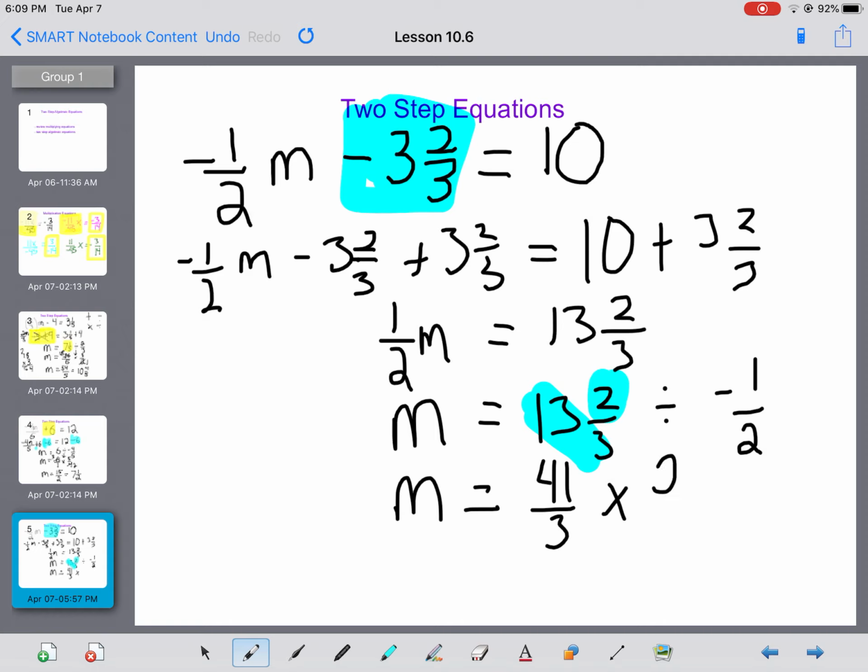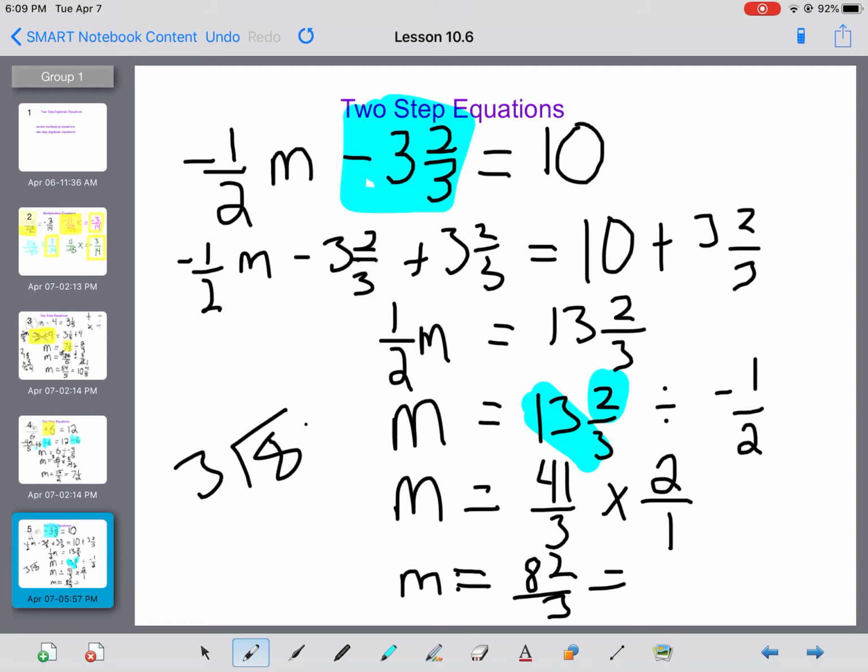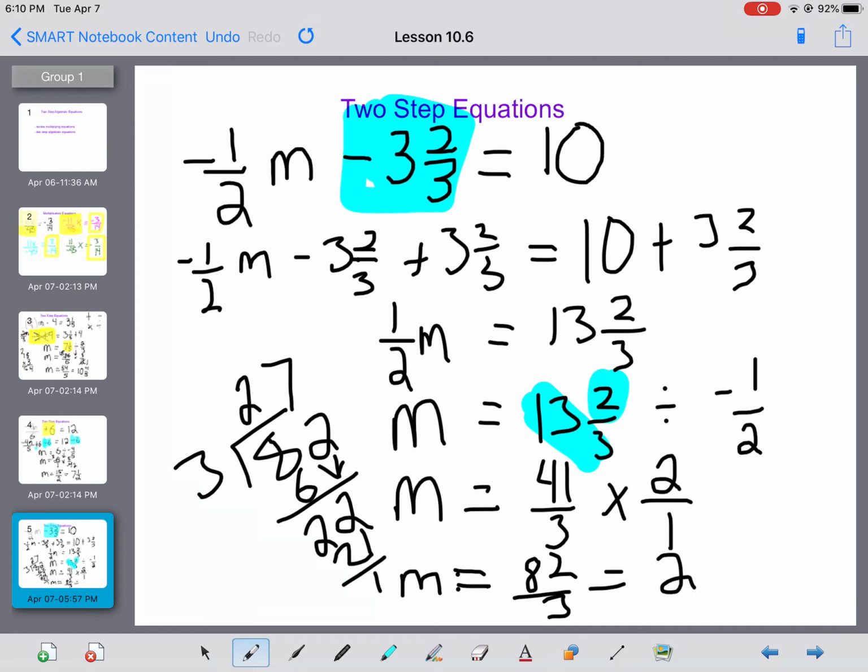And then I multiply by the reciprocal. So I get 2 over 1. Can't do any cross canceling, but that's okay. The numbers aren't too difficult to work with. So I get 41 times 2 is 82 thirds. Now I need to think to myself, how many times does 3 fit into 82? So number on top goes in the box. 3 fits into 8 twice, 6, and then I get 2. Bring it down. 3 fits into 22 7 times, 21, 1.